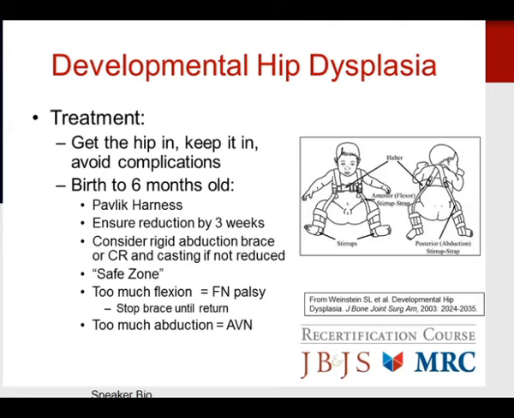It's important that in the Pavlik harness you not overly flex the hips, as too much flexion can lead to a femoral nerve palsy. And if this occurs, you should stop the brace until quadriceps function returns. Additionally, too much abduction can create an environment where you can have avascular necrosis. And for that reason, your posterior straps, which limit adduction, should not be tight. They should not be tight to the point that you are forcing abduction. However, they act as a check rein to prevent adduction and dislocation of the hip.